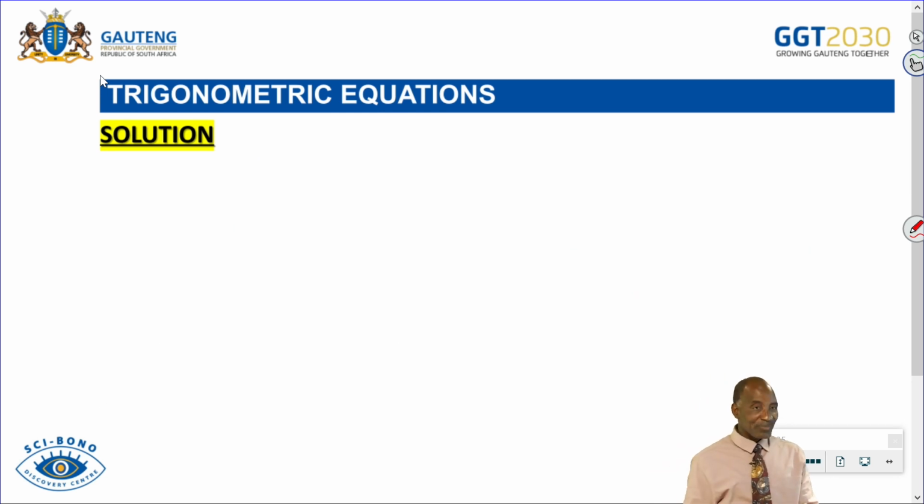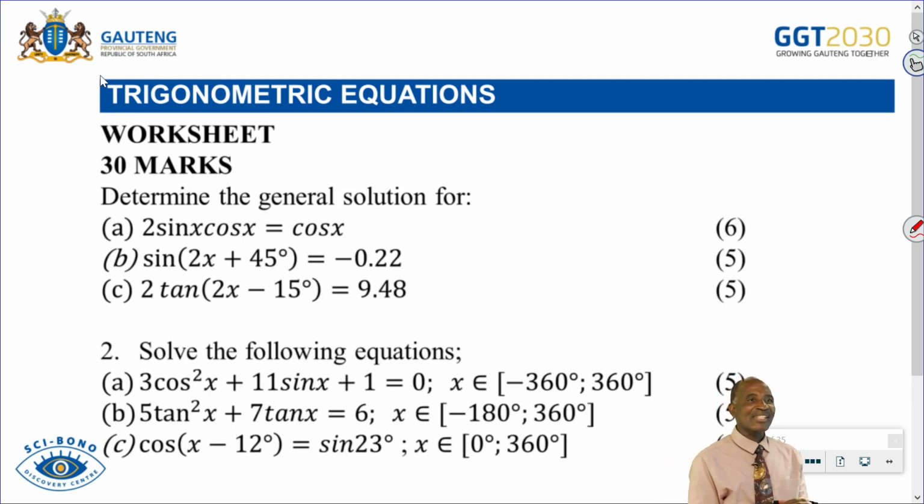All right, so there is your worksheet. Your worksheet is marked out of 30. The first question says determine the general solution for 2 sin x cos x equals cos x for 6 marks. Number 2, which is B, sin(2x + 45 degrees) equals -0.22. Go and attempt those questions. C, 2 tan(2x - 15 degrees) equals 9.48.